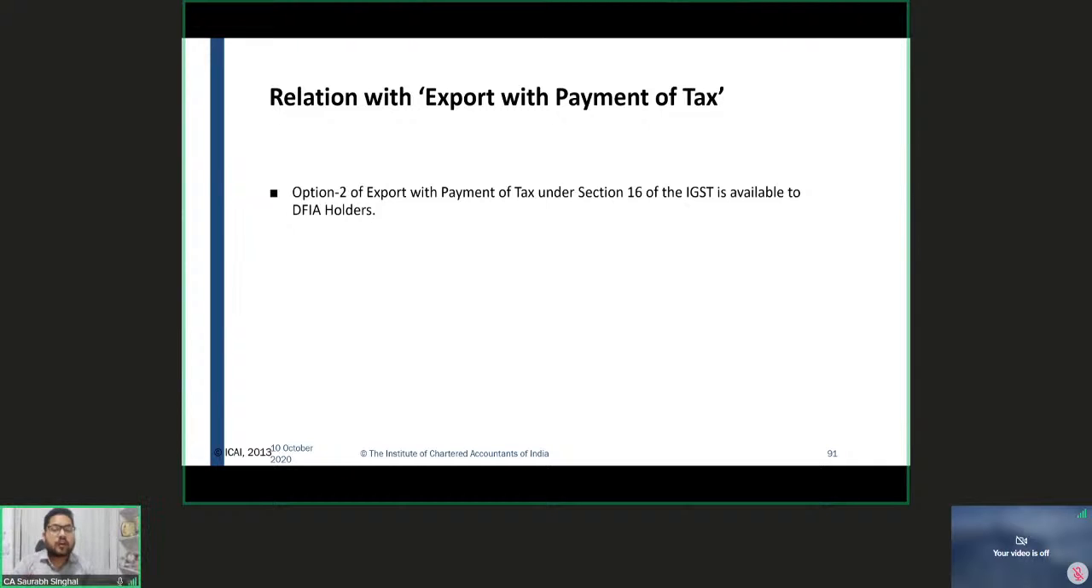If I have to comment on the relationship with option 2 under section 16, if you are a holder of a DFIA, you will be eligible for export with payment of tax, because again you have imported with payment of tax.